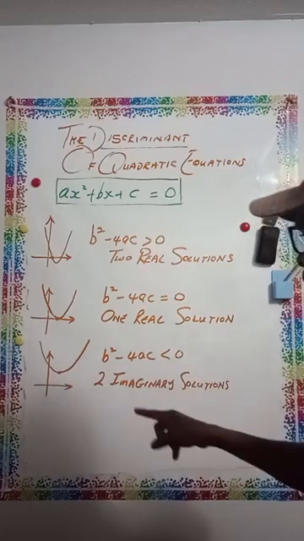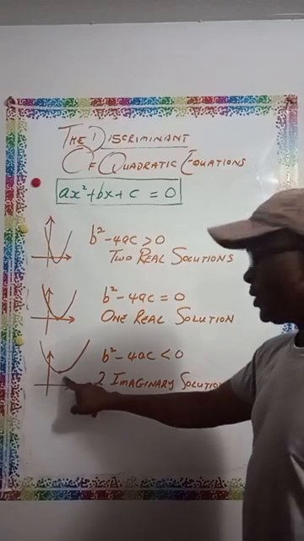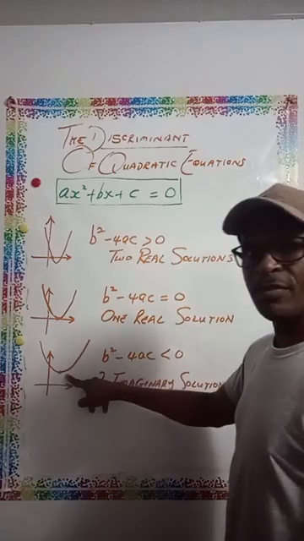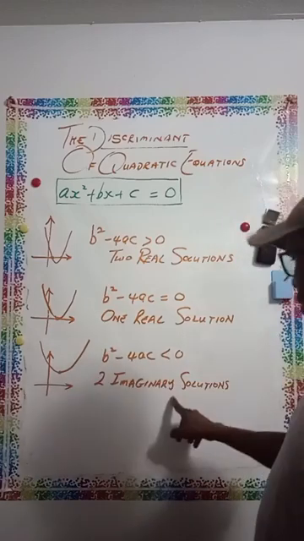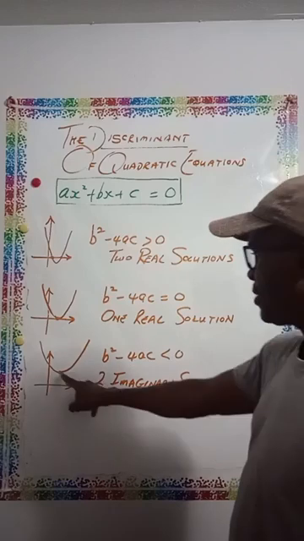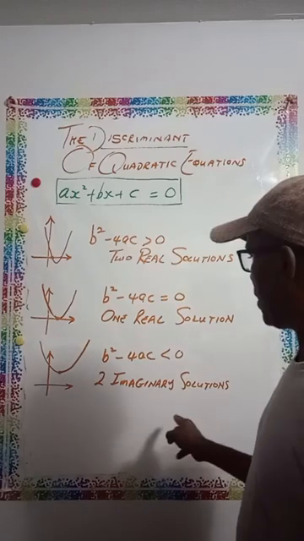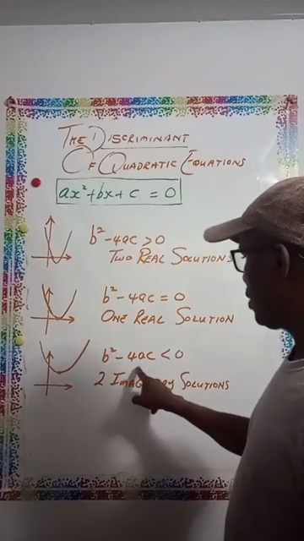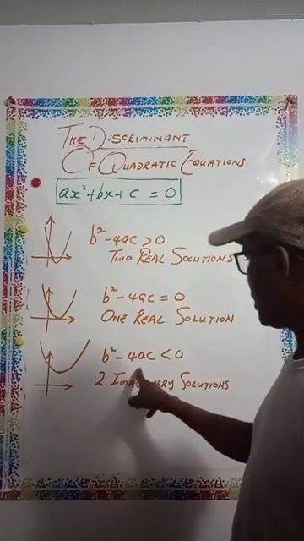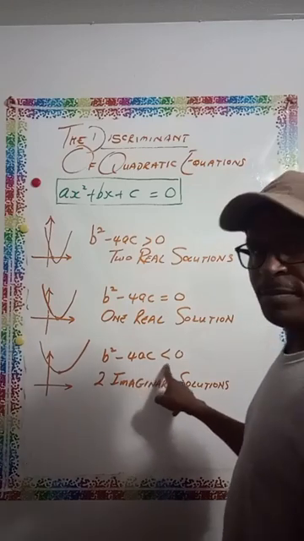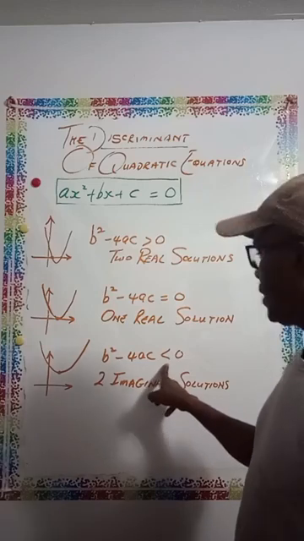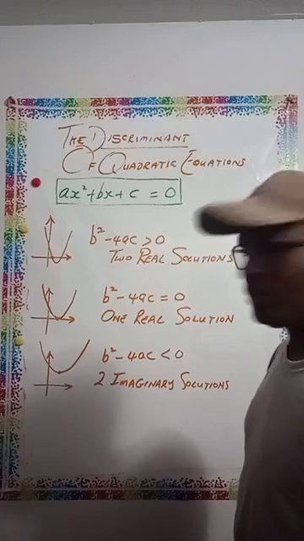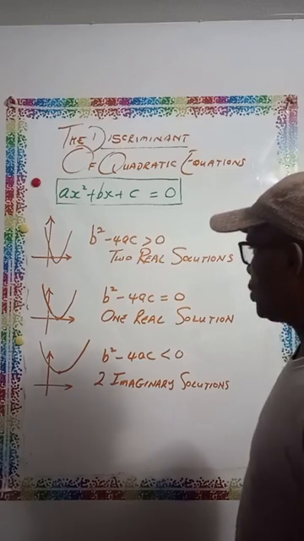And finally, this one here is not touching the x-axis whatsoever. It simply means we have imaginary solutions, as you can see here. Two imaginary solutions. So when you take the a, b, and c value and plug it into here, and you end up getting a value that is less than 0, it simply means that you have two imaginary solutions.